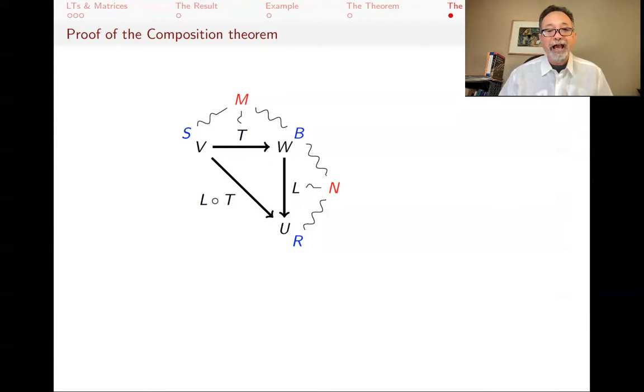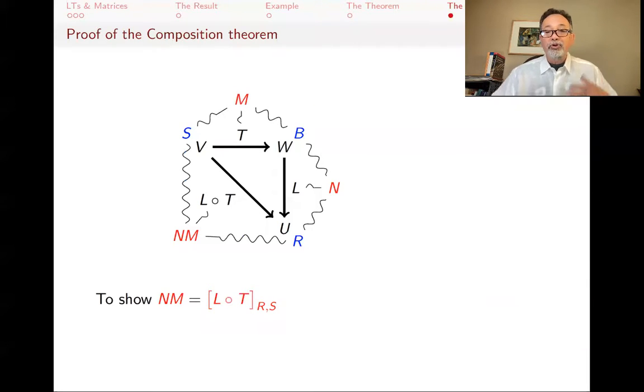So this is the situation that we have. We have V and W, and we have this linear transformation T. We have the basis S and B. S is a basis for V, B is a basis for W. And using S, T, and B, I'm coming up with the matrix M. Then I have L, which is a linear transformation from W to U. And again, using the basis B and R for W and U, I get this matrix N. And then I'm composing those two, and I'm finding L circle T. And what I want is the matrix of L circle T with respect to S and R. So what I'm trying to show is that the matrix of L circle T with respect to S and R is just NM.